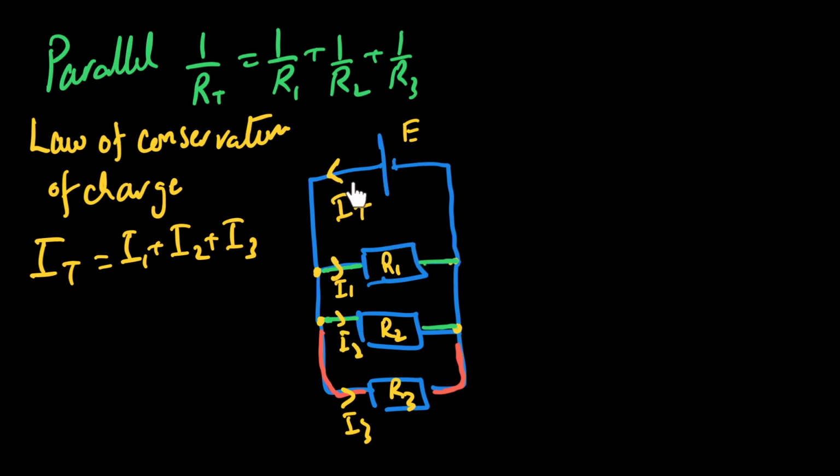The second thing is, in parallel, the voltage remains the same. So you might have noticed I didn't write V1, V2, V3, because the voltage across all of them is the same. And why is that?